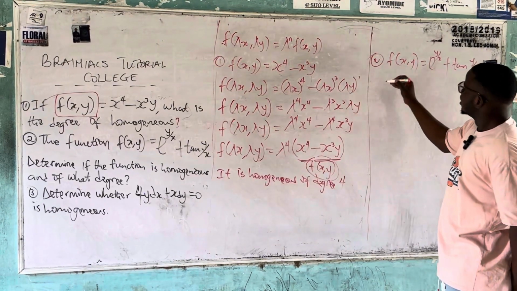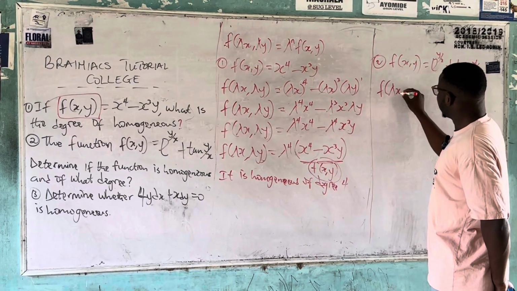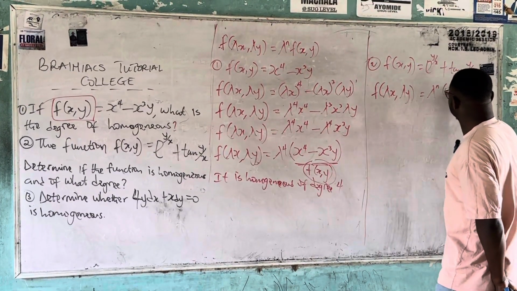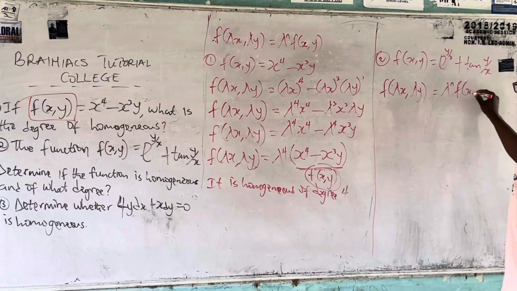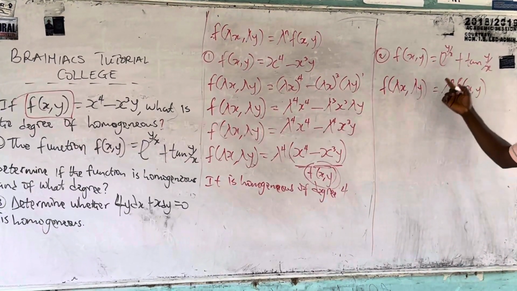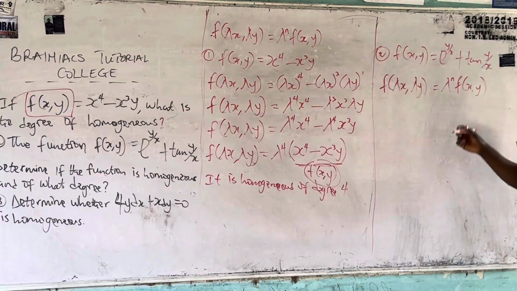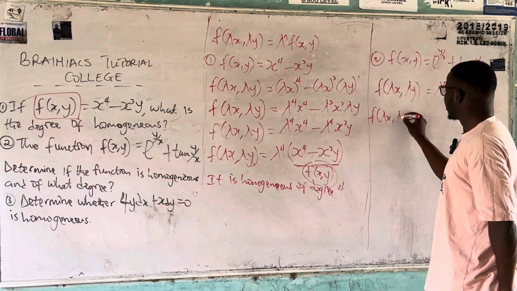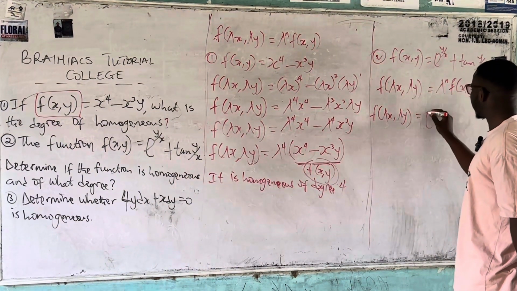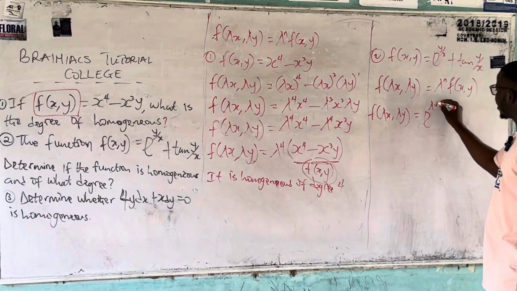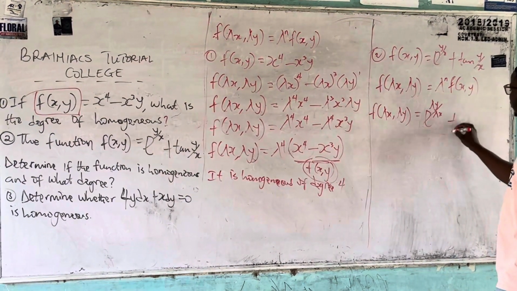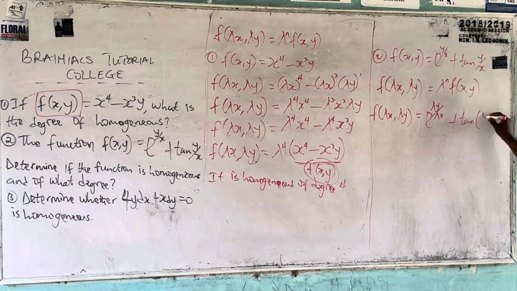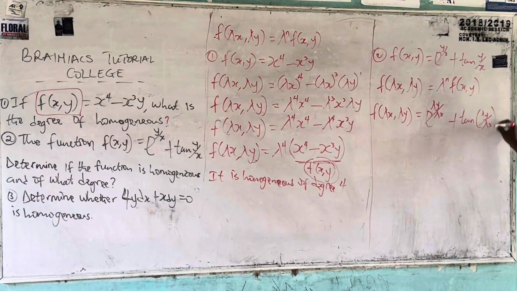So from here, for this function to be homogeneous, we need to write f of lambda x comma lambda y equals lambda raised to the power n, then we have f of x comma y. So wherever we see x, we change it to lambda x. Wherever we see y, we change it to lambda y. So therefore, f of lambda x comma lambda y is equal to exponential. Here we have y, that will be lambda y over lambda x. Plus here we have tan y over x, that will be tan of lambda y over lambda x.